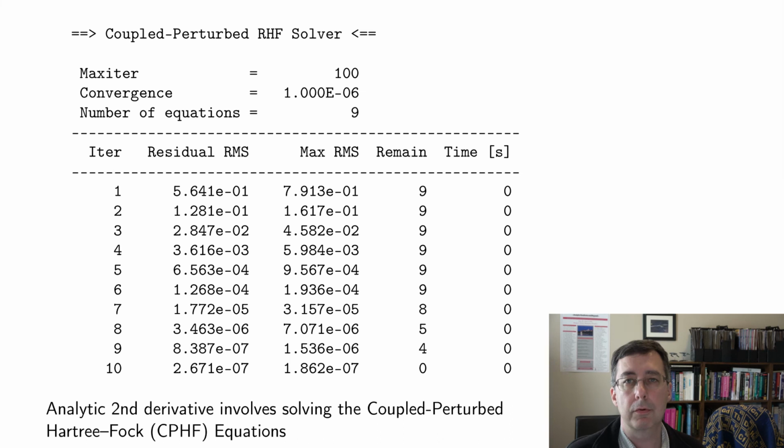Now, if I look through the output, what I'll find is a section called the coupled perturbed solver. You solve the so-called coupled perturbed Hartree-Fock, or CPHF, equations, and that's needed for an analytic second derivative of Hartree-Fock, or if you were doing DFT, you'd solve the coupled perturbed Kohn-Sham equations. And this is where a significant amount of the work to compute the second derivative will go. In this case, you can see it converges cleanly, so everything is fine.